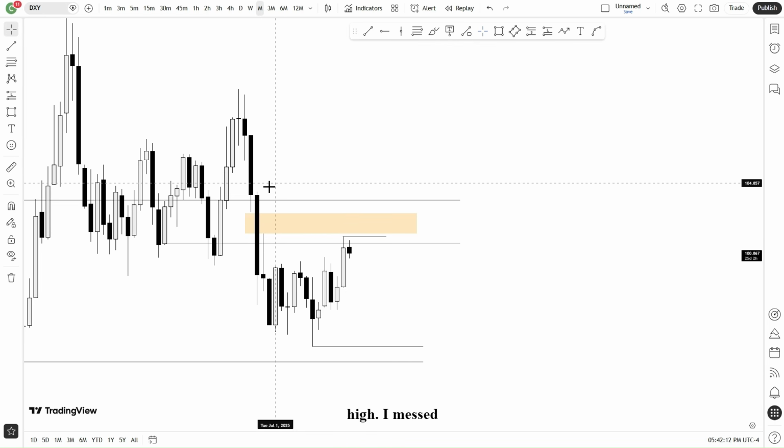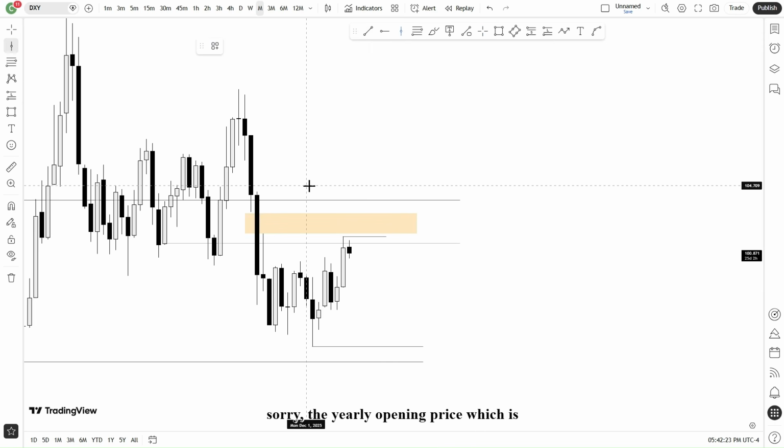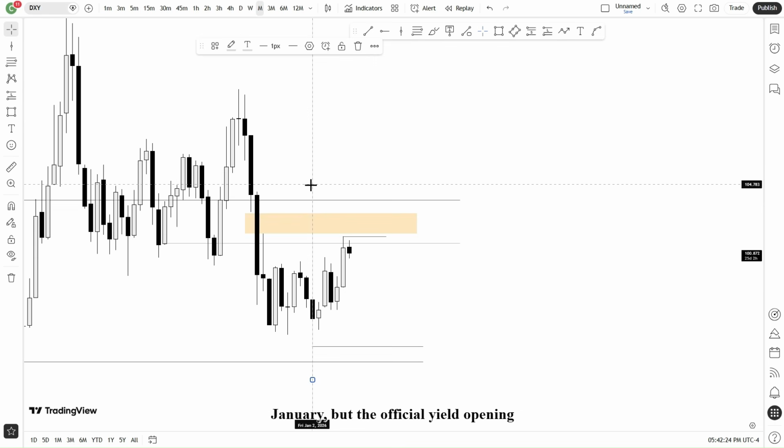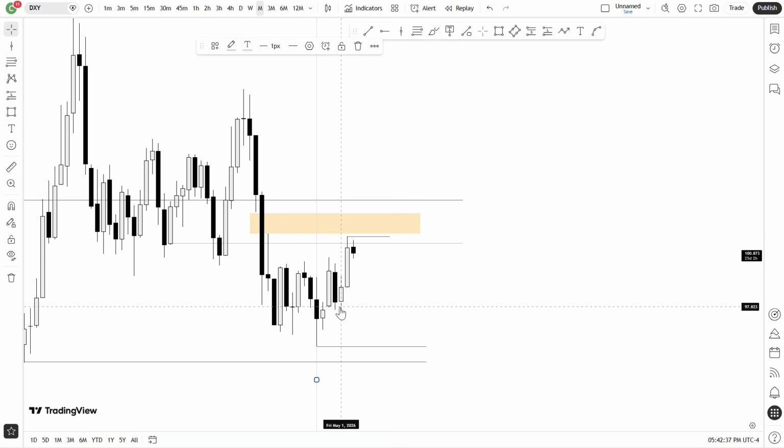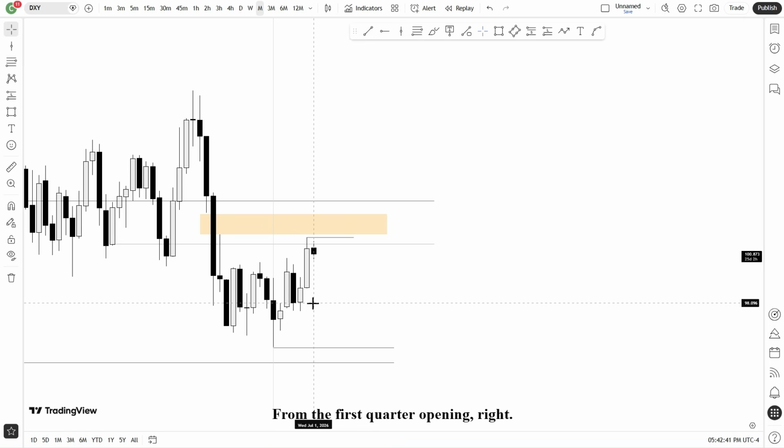I'm not expecting this high. I'm not expecting this to be met for now. So we are framing the high of the quarter. So let's mark out the yearly opening price, which is January. But the official yearly opening price is supposed to be the first Monday of the second quarter. But because of this outlook, I'll be using January open from the first quarter open, right?